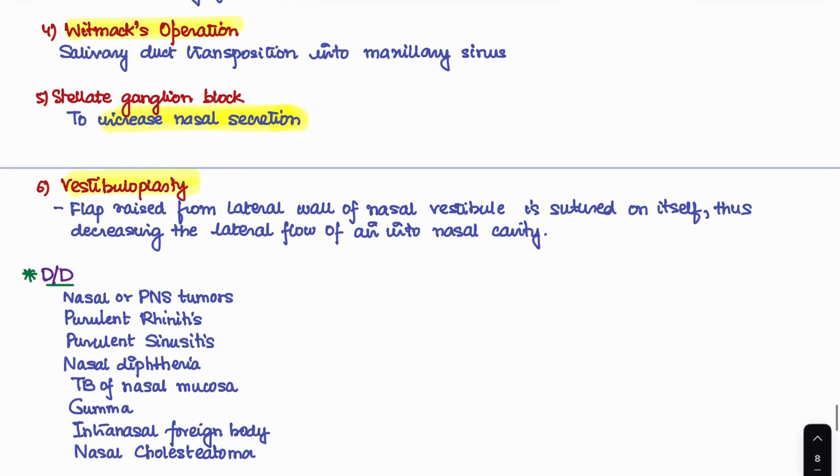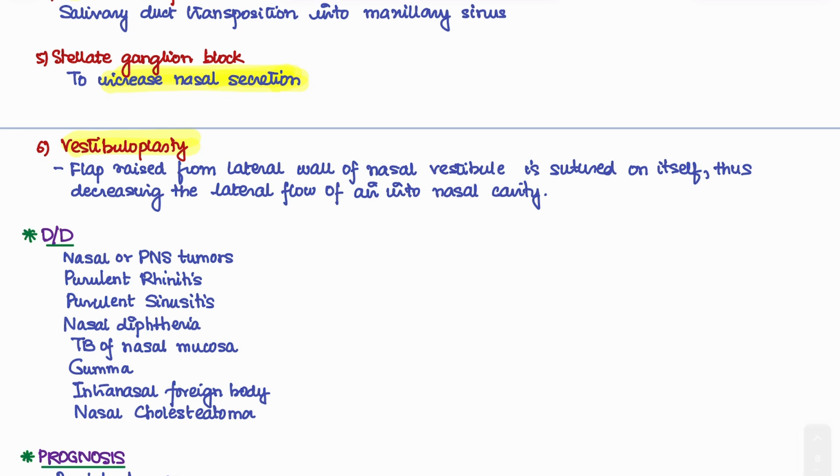Lastly, if you had to think about what could be the differential diagnosis when a patient presents with such cases, it could be a nasal or a paranasal sinus tumor, purulent rhinitis, purulent sinusitis, nasal diphtheria, tuberculosis of the nose, gumma, intranasal foreign body, or even a case as rare as nasal cholesteatoma. Usually, the prognosis of this patient includes that it will persist for many years. It will start around puberty, and it will start to reduce sometime in middle age after 40 years of age. This will start to spontaneously recover. So, this is all you need to know about atrophic rhinitis.